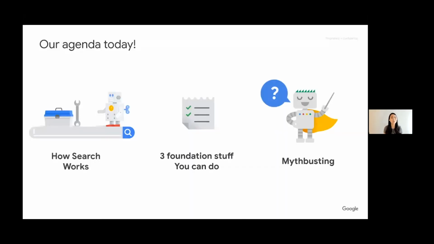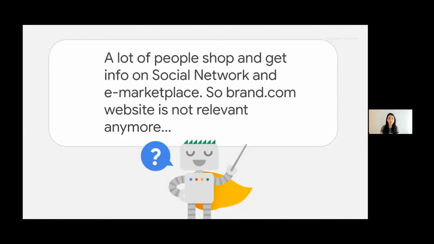The very last thing that we will do today is myth busting. There are a lot of things that people always believe, and there's some stuff that I think I can clarify. So, first myth. A lot of people are shopping and getting information on social networks nowadays, and also on e-marketplaces, be it Shopee, Lazada, Amazon, anything else. So a brand.com website is not relevant anymore. Basically, a lot of people think it's not really useful to have your own website anymore. Is this true or false? You can type your opinion in the chat if you want to, and that will be a way for me to know that you're still there.